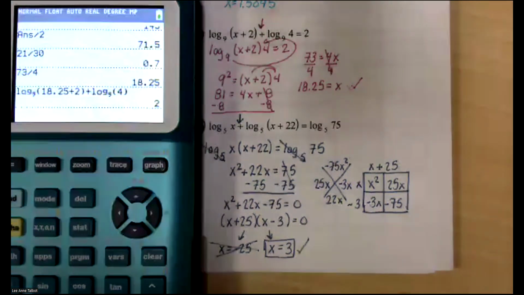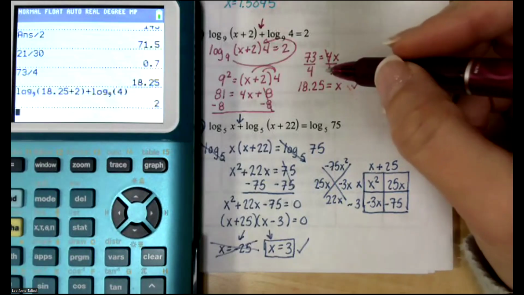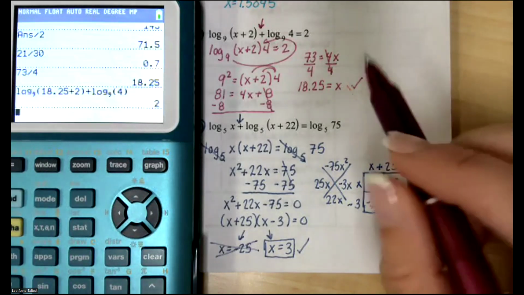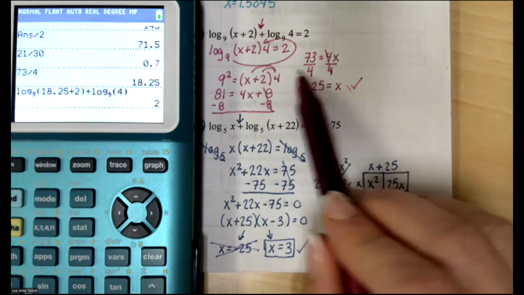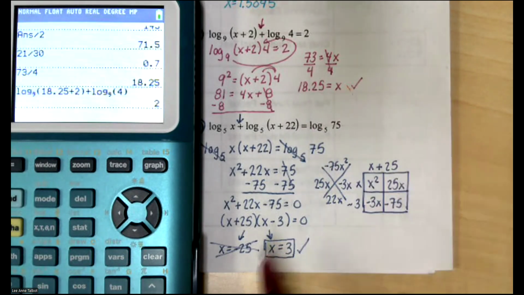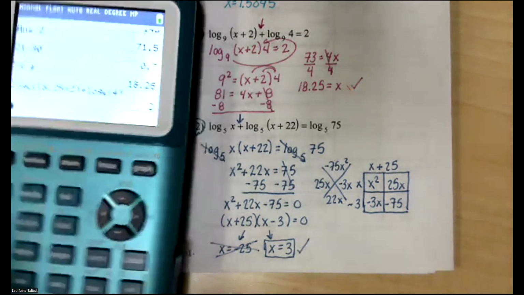Yes, honey. You mean like if there's only one answer and it doesn't equal, then cross it out, write no solution. If there's two answers and only one of them doesn't equal, cross out the one that doesn't work and box the one that does work. But if there's nothing that works, write no solution. Excellent question.